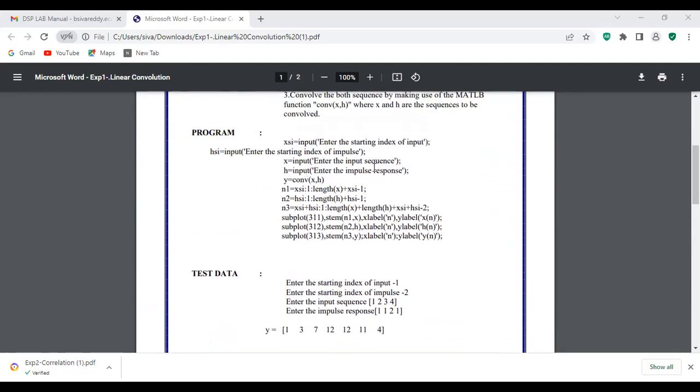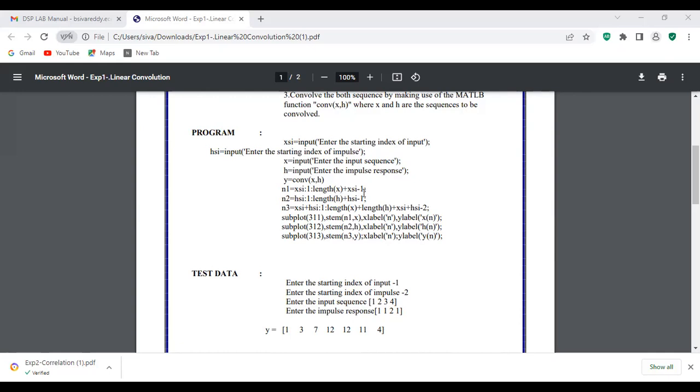Next, x is the input. Enter the input sequence. The input sequence we have taken is 1, 2, 3, 4. For h, enter the impulse response. The impulse response is 1, 1, 2, 1. Next, by using the MATLAB function y equal to conv of x comma h, we can get y. Next, n1 is xsi : 1 : length of x plus xsi minus 1. The starting index xsi here is -1, and the length of x is 4. So -1, then 4 minus 1, which is 3.